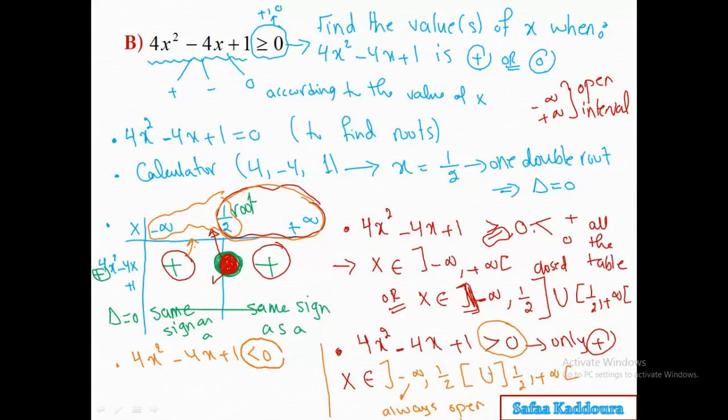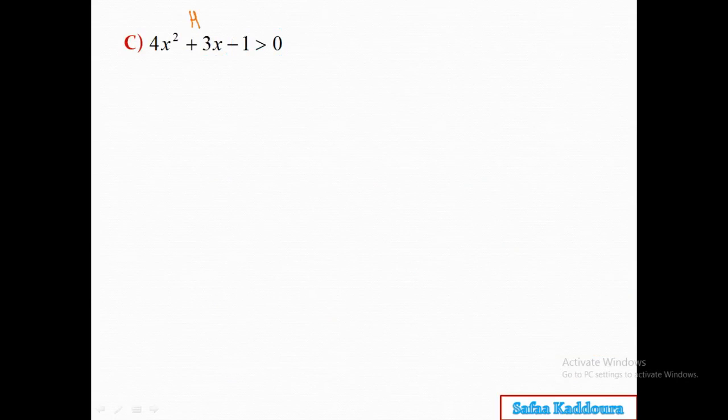If now I ask you to solve 4x squared minus 4x plus 1 less than 0, what do we mean by less than? To find where the negative sign is, but I don't have negative in the table, so the solution will be the empty set. Now please try to solve this inequality following the same steps.